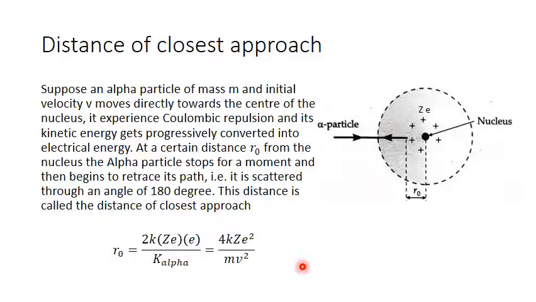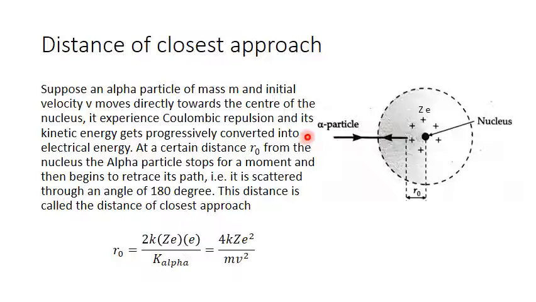Now, in this experiment, we will discuss two important points. First important point is the distance of the closest approach. Suppose an alpha particle of mass m and initial velocity v moves directly towards the center of the nucleus. It experiences a Coulombic repulsion and its kinetic energy gets progressively converted into its electrical energy.